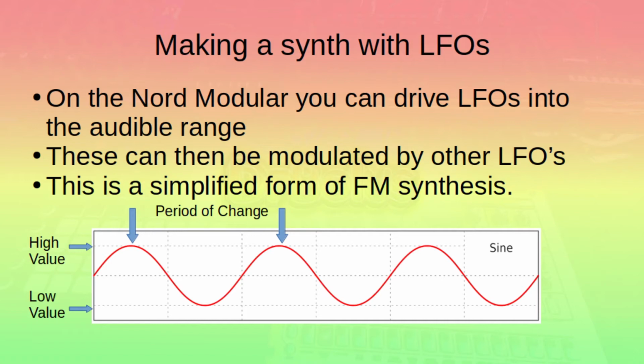That is, you can make them oscillate at frequencies higher than 20 hertz, and then you get them up into an audible range. Once you've got them into an audible range, you can then modulate or change the frequency of those low frequency oscillators with yet more low frequency oscillators. And this creates a very, very simple form of FM synthesis.